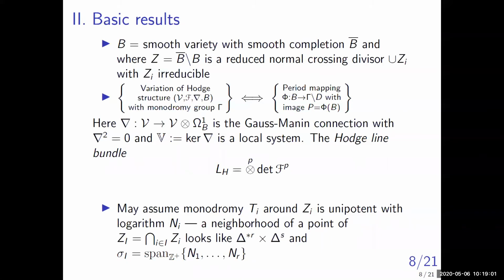Standard result is that local monodromy around the Z_i is unipotent, and by going to a branch cover and so on, you can assume it's quasi-unipotent, you can make it unipotent. So a neighborhood of infinity looks like a product of punctured disks, delta star to the r-th power, where you have r monodromies, and some parameters, delta s. The cone is the span over the positive integers of the logarithms of monodromy. Okay.